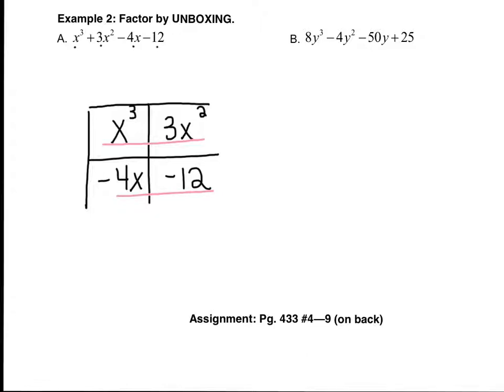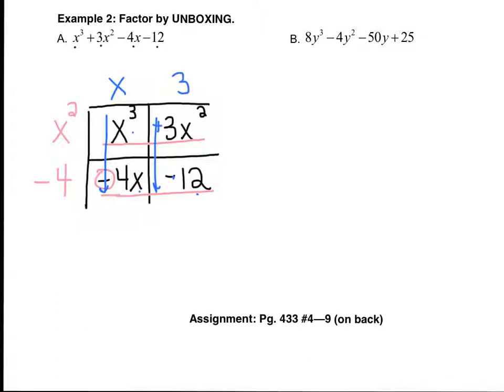The GCF of x to the third and 3x squared is x squared. The GCF in the bottom row, notice we have a negative in the first spot, so we for sure need to pull that out. And the GCF of 4 and 12 is 4. And now we're going to look down the columns. So the GCF of x to the third and negative 4x is just an x. And then with the 3x squared and the negative 12, the GCF is 3. We don't need to worry about the negative right there because the first term that we looked at was positive.